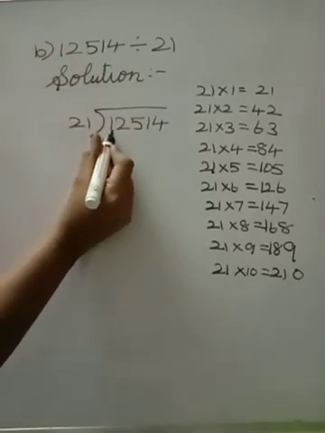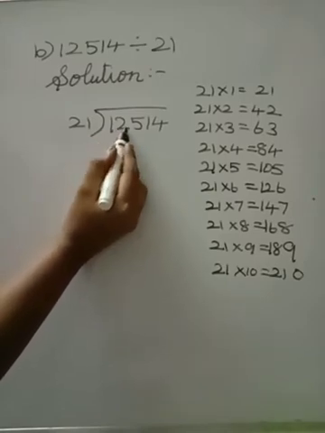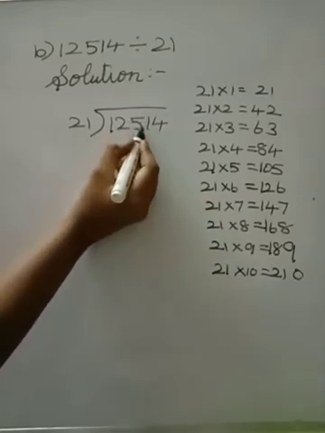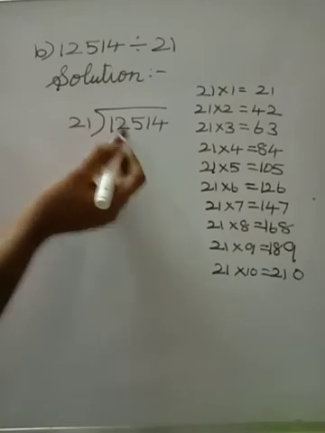By taking the first digit 1, it is smaller than the divisor. So take it as 12. 12 is also smaller. So what you have to do? Take the third digit also. So the number is 125.